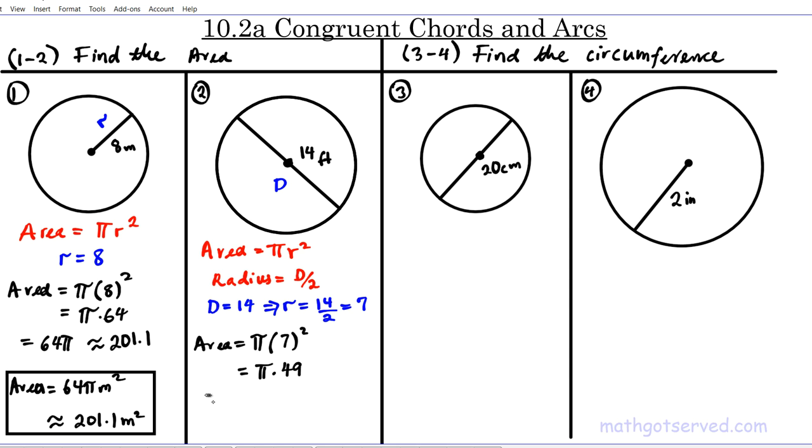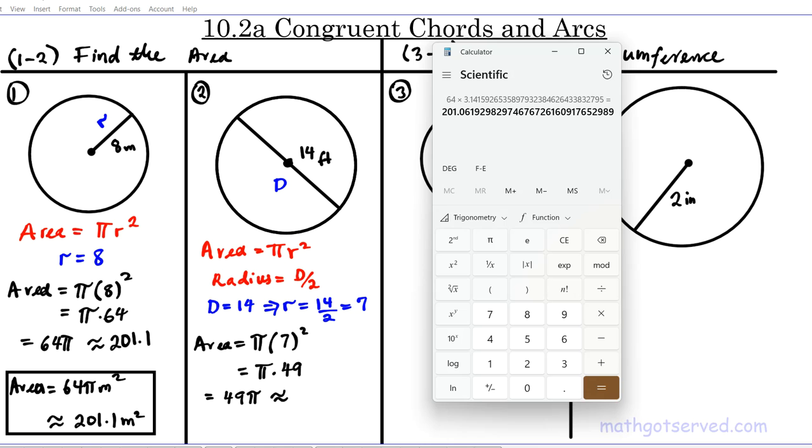And then for the answer, you write the constant first before the symbolic form for your irrational number pi: 49 pi. That's standard convention. Or approximately, let's fire up our calculators.